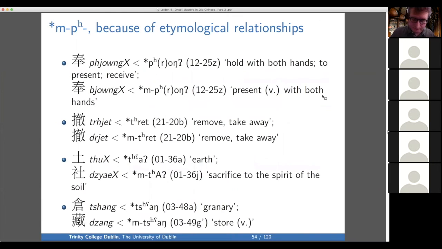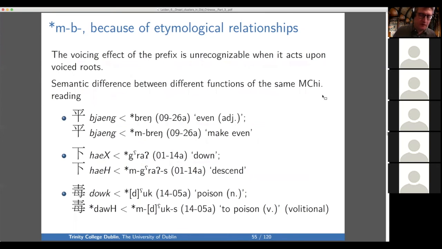Okay, and then here, just with aspirates, I'll just look at the third one: earth, and sacrifice to the spirit of the soil. And then with voiced initials, and this one is even more subtle, because the voicing effect of the prefix is unrecognizable when it acts upon voiced roots.